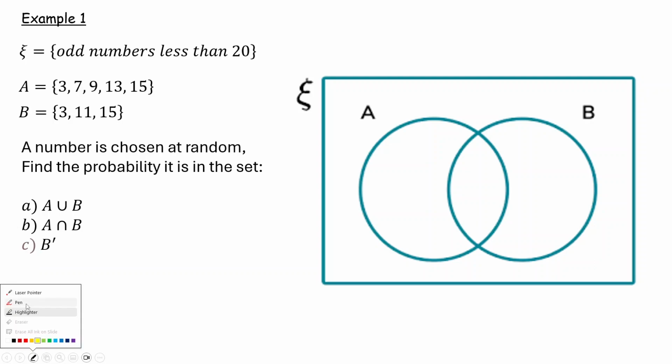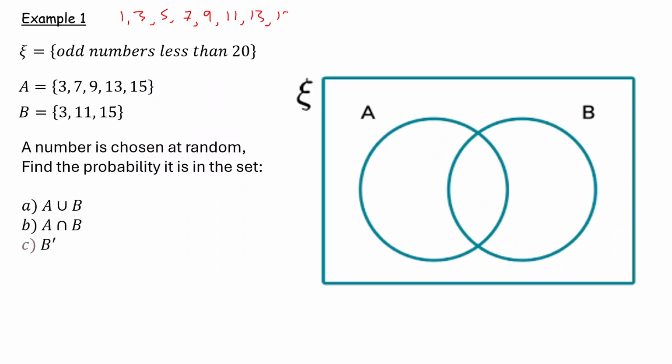Let's go through the first one, and you can try one yourself after this one. We've got this symbol here, which just means in the set. We're looking at odd numbers that are less than 20. We're going to put some numbers in this Venn diagram in a second, but first let's make a note of what these numbers are. Odd numbers less than 20 are 1, 3, 5, 7, 9, 11, all the way up to 19.